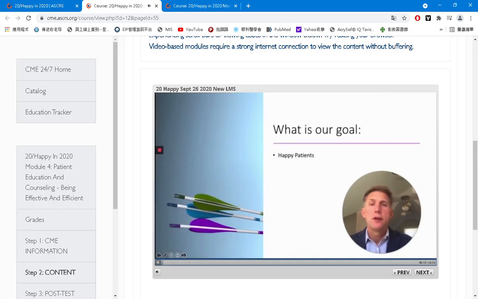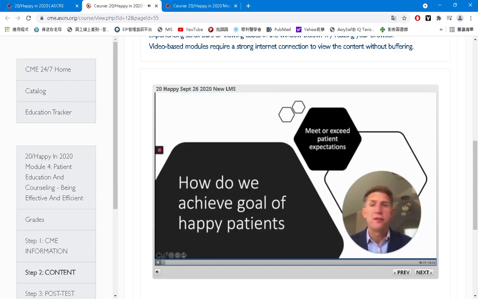These are my disclosures. In general, when we approach a new topic, we have to ask ourselves, what is our goal? And in general, often it's happy patients. We want to deliver happy patients when we do new procedures or cataract surgery. And so we ask ourselves, how do we achieve that goal of happy patients? And one of the key aspects is meeting or exceeding patient expectations.